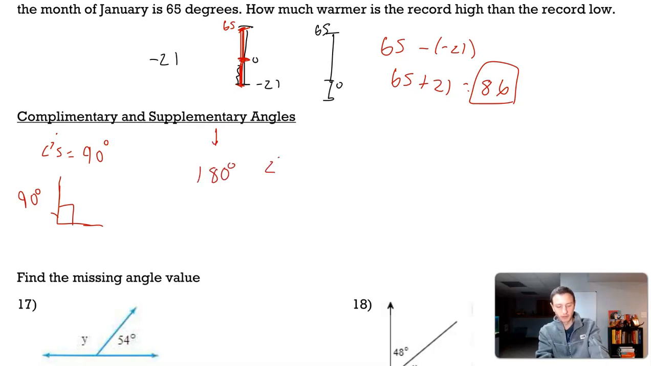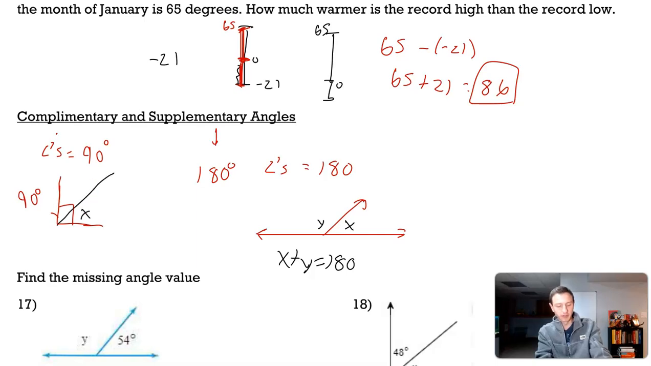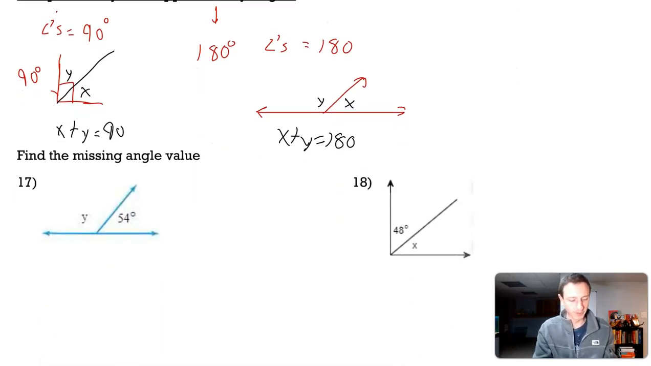So the angles equal 180 degrees. A good visual of that is what's called a straight angle. So if this is x and this is y, x plus y adds up to 180. Same thing over here. If you just draw an angle in here, this is x and y. X plus y is equal to 90. So find the missing angle.